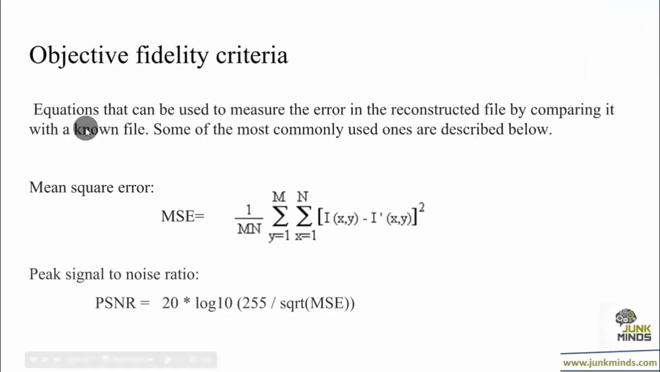Objective fidelity criteria uses equations to measure the error in the reconstructed file. Some of the measures of error are mean square error, which is calculated using this formula, and peak signal to noise ratio, which is calculated using this formula.